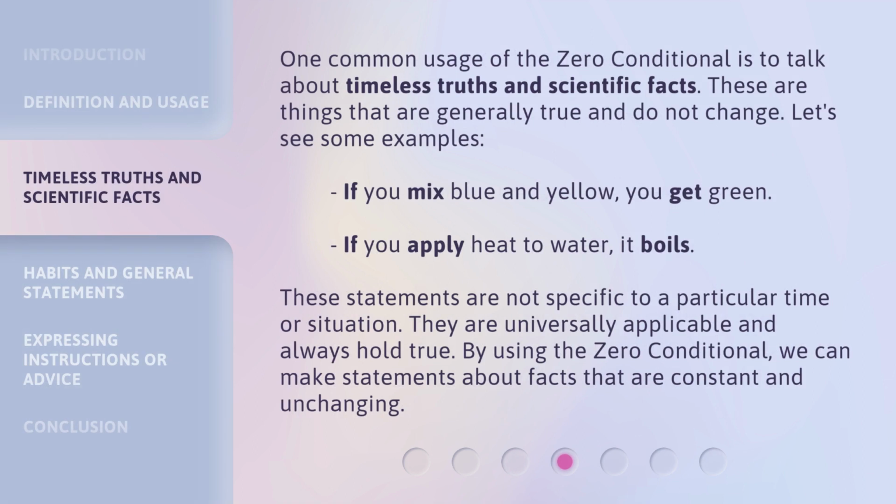One common usage of the zero conditional is to talk about timeless truths and scientific facts. These are things that are generally true and do not change. Let's see some examples. If you mix blue and yellow, you get green. If you apply heat to water, it boils. These statements are not specific to a particular time or situation. They are universally applicable and always hold true. By using the zero conditional, we can make statements about facts that are constant and unchanging.